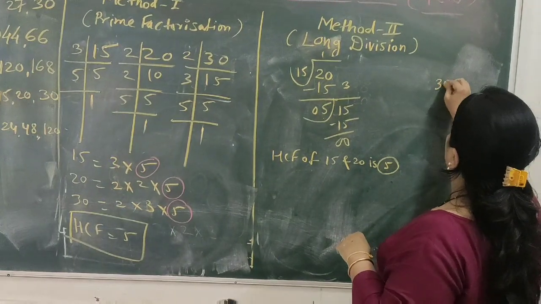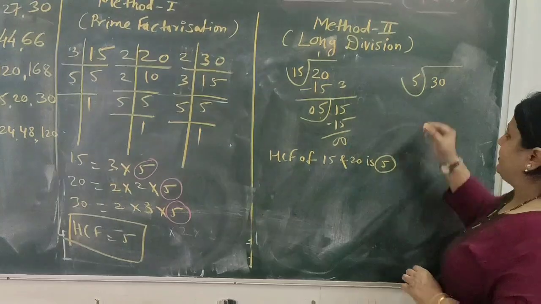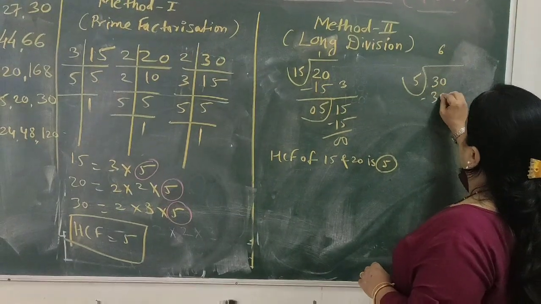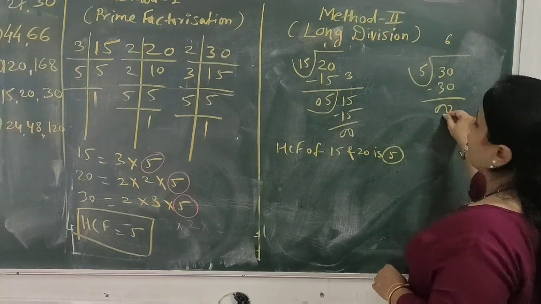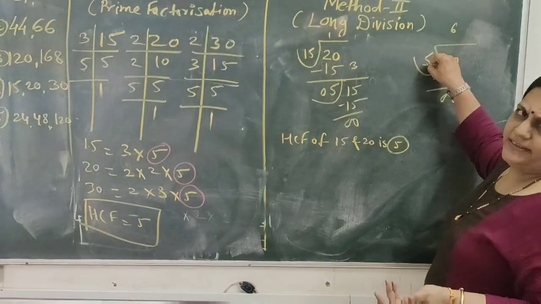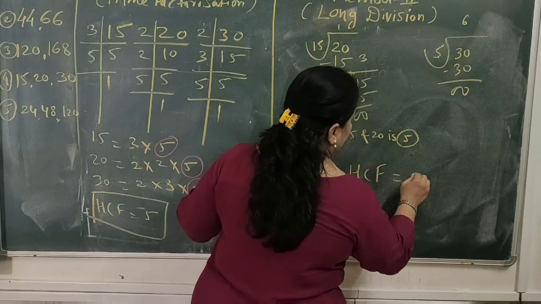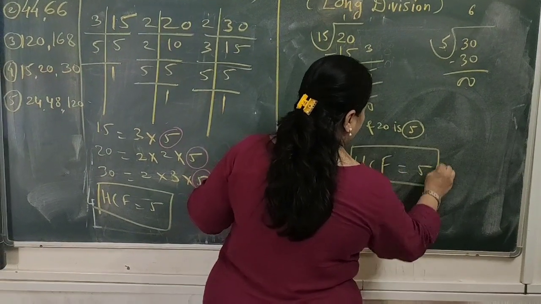30 is the bigger number and 5 is the smaller number. So we have to divide. 5 6s are 30, so we get the remainder 0. So this is our last divisor only, first and last divisor. So our SCF is equal to 5.